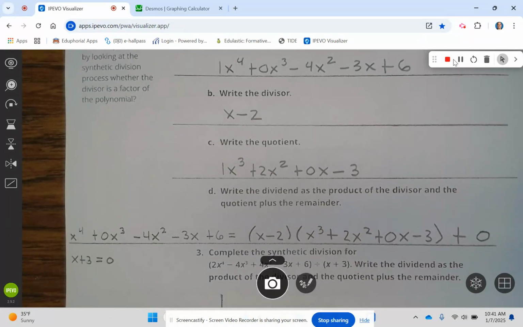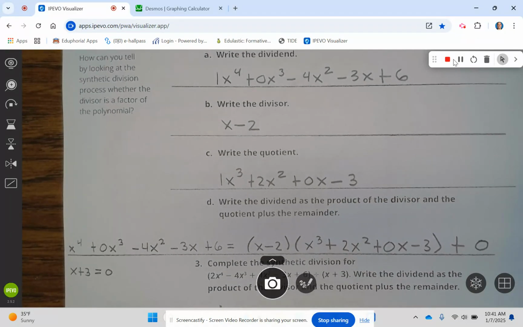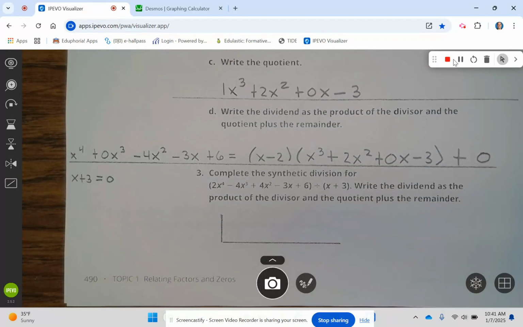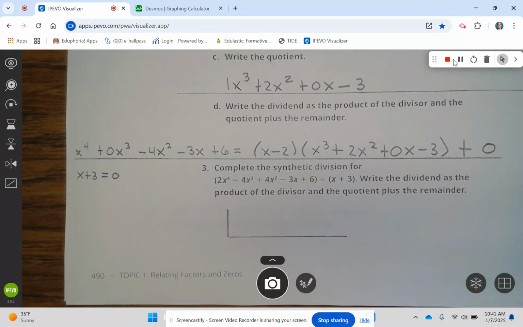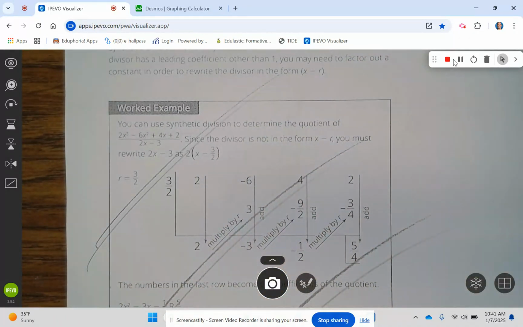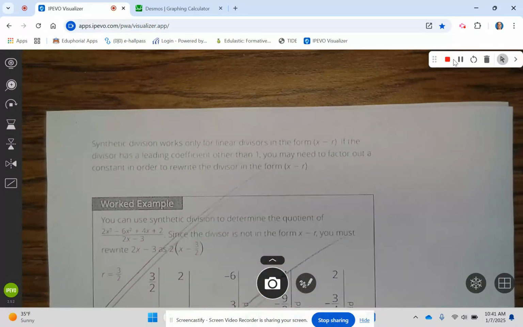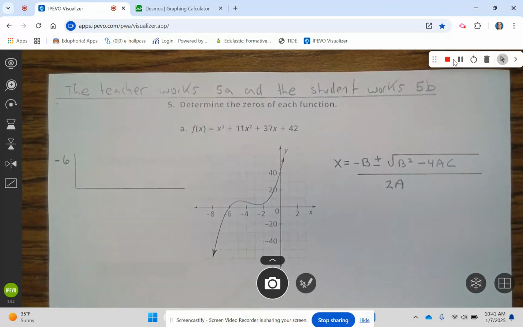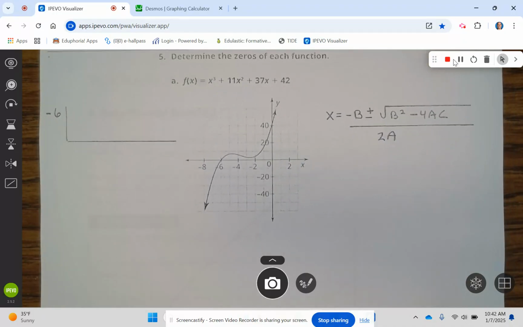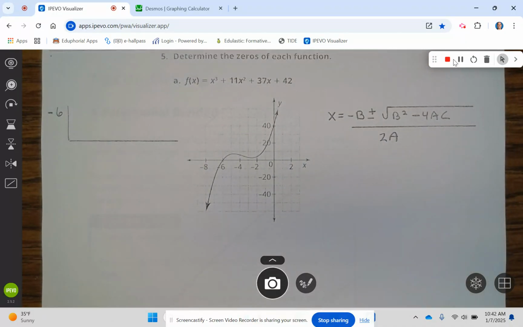Go ahead and finish up A, B, C, and D. And then go ahead and complete 3 on your own. Alright, let's take a look at the next page. Go ahead and mark out this page. Alright, the teacher works 5A and the student works 5B. 5. Determine the zeros of each function.